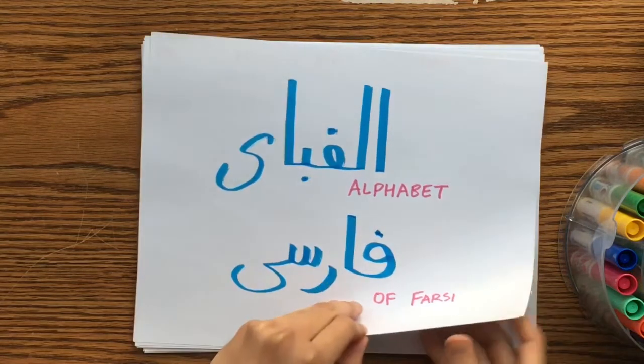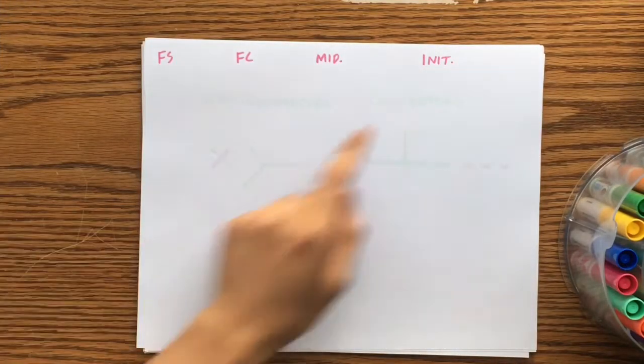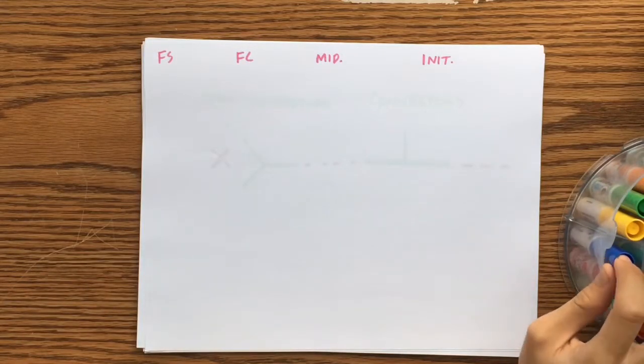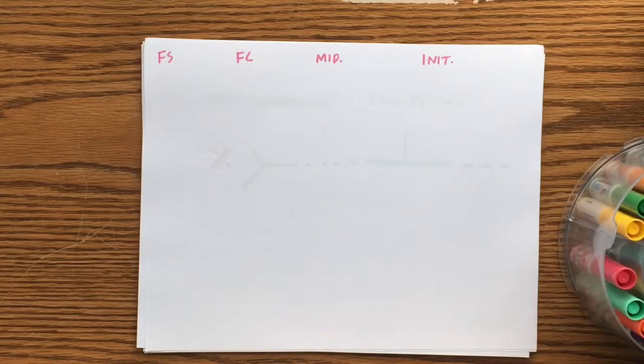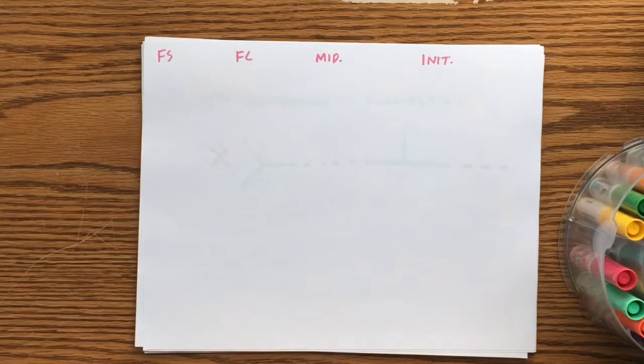Okay, so the first thing to know about Farsi is that it's written right to left. And the second thing to know is that every letter in Farsi has 4 different forms, depending on if you're writing it at the beginning, the middle, or the end of the word.